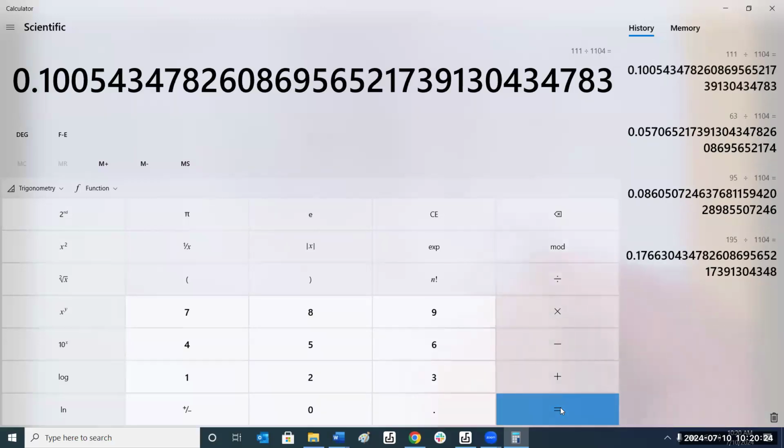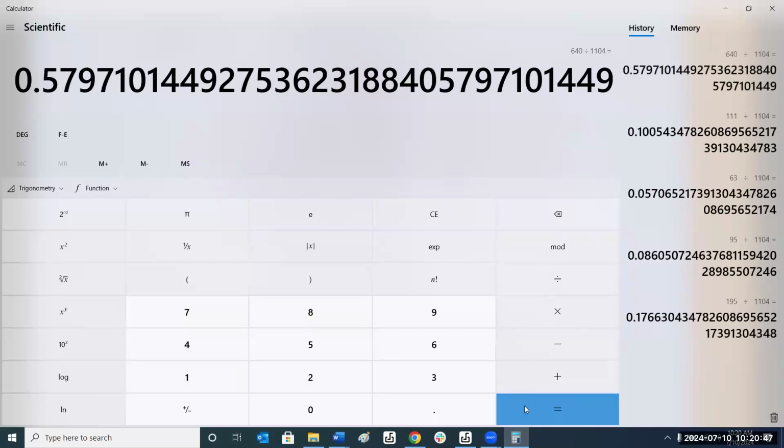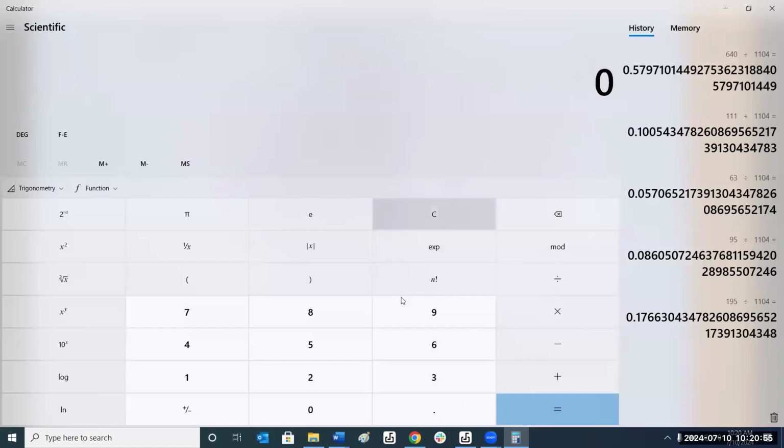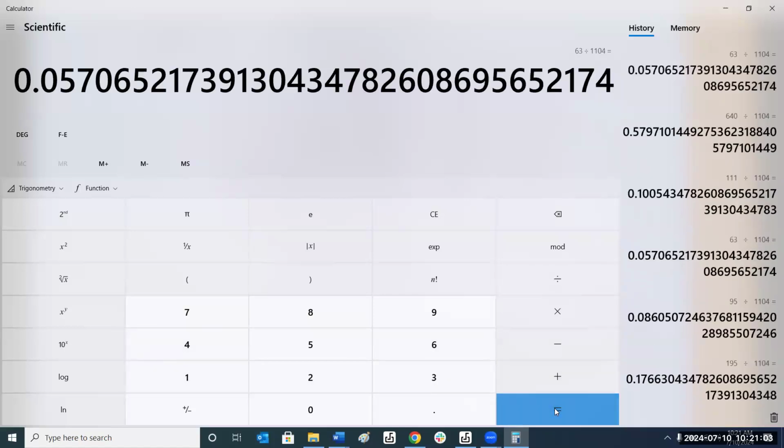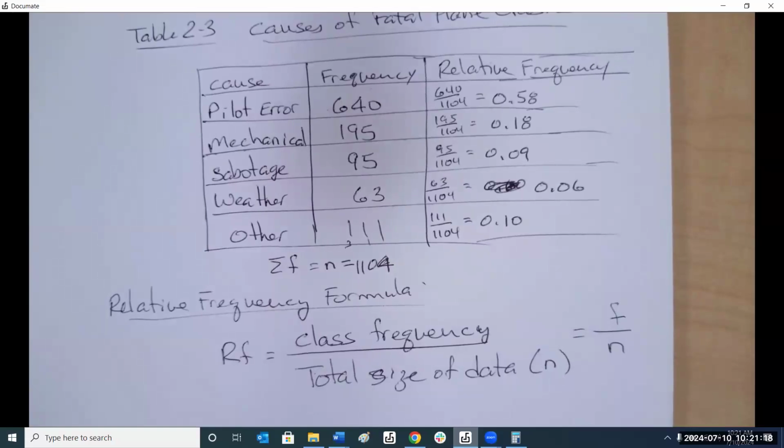The last one is 0.10. No, I made a mistake there. 63 divided by 1104 is 0.06. So that's the relative frequency.